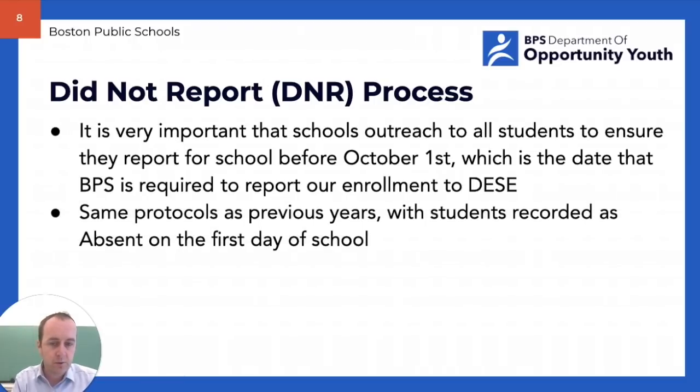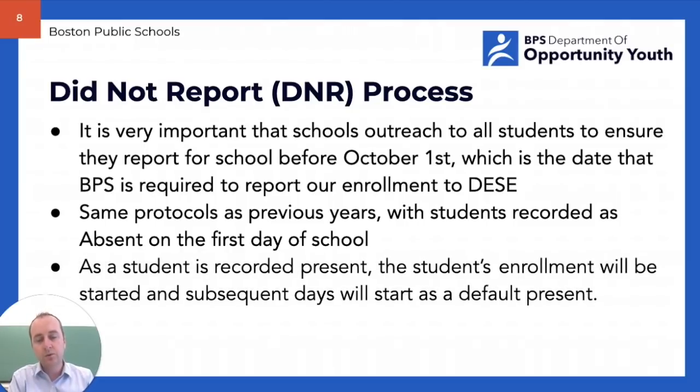Same protocols as previous years. Students will be recorded as absent on the first day of school. I'm going to show you what this looks like. And then as a student is recorded as present, the student's enrollment will be started, and that will mean that we know that the student has positively attended at least one day of school, and they'll be marked as default present moving forward. So how does that look?